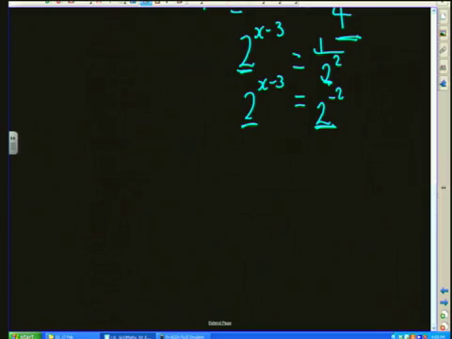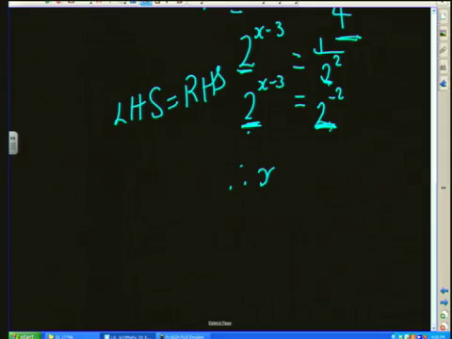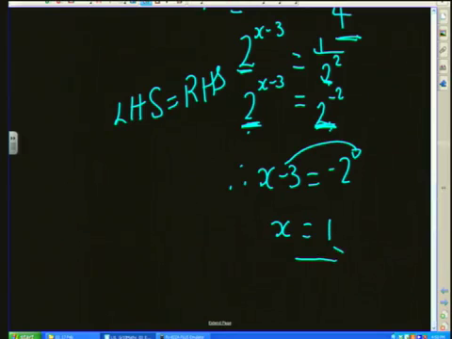Because these bases are identical, we can say, for the left-hand side to be equal to the right-hand side, because remember with your equations, even the linear ones you did last year, the left-hand side must always equal the right-hand side. So in order for that to happen, because the bases are exactly the same, the only way it's going to happen is if the powers are equal to each other. Therefore we will get x is equal to, take the 3 over to the right-hand side, 3 minus 2 is 1, so therefore x is equal to 1.